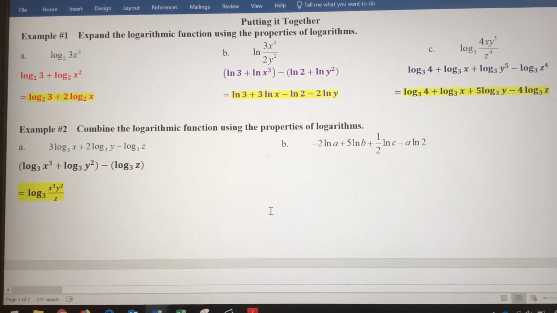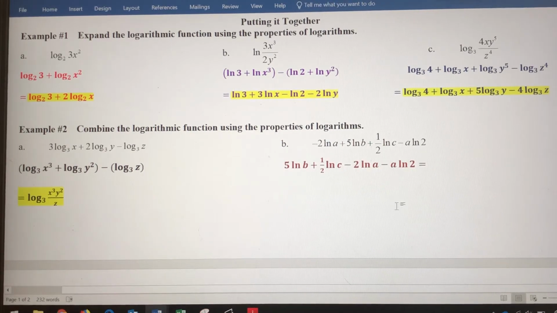All right, so first thing I want to do, I'm going to write them in order. I want my positive ones first. So 5 natural log b, 1/2 natural log of c. I put those first because eventually I'm going to put those into my numerator. My 2 negative ones I'm going to group together here at the end because eventually they're going to go together to make my denominator. With each of these, if you'll notice, we have a coefficient. So we're going to use the power property, and we're going to move those up here as exponents. So all 4 of those, that's going to happen.